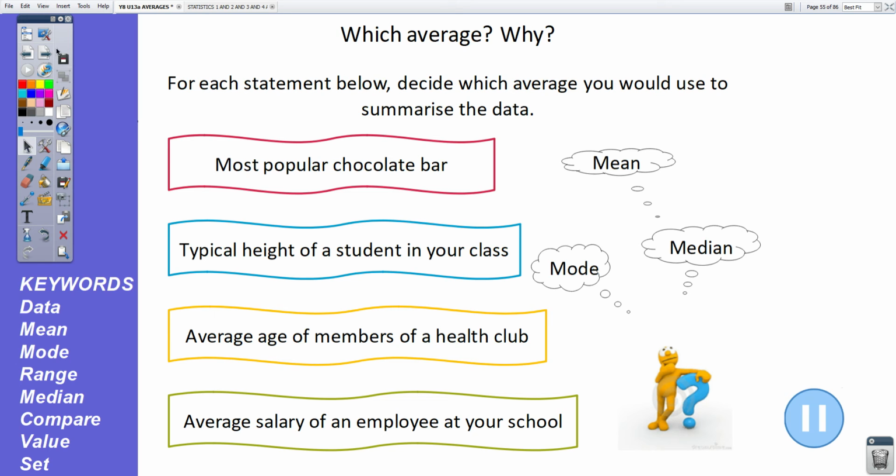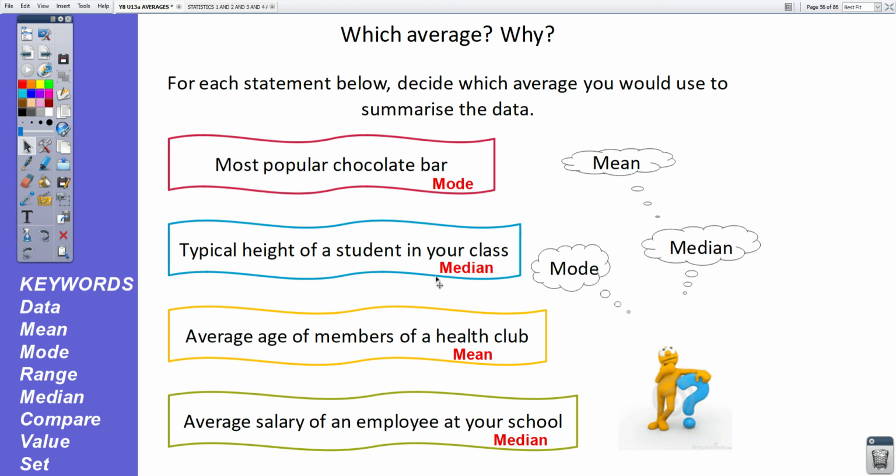Okay, let's see. Most popular chocolate bar, that's non-numeric. It has to be the mode. The typical height of a student in your class. Imagine everybody in the class all standing against the whiteboard, from the smallest to the tallest. We want the typical height of a student in the class. So in other words, we want to ignore the extremes. We might have somebody incredibly short or somebody incredibly tall. We want to ignore those, so we will go for the person in the middle, the median, as being typical.